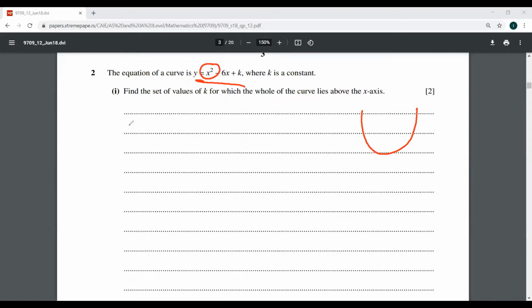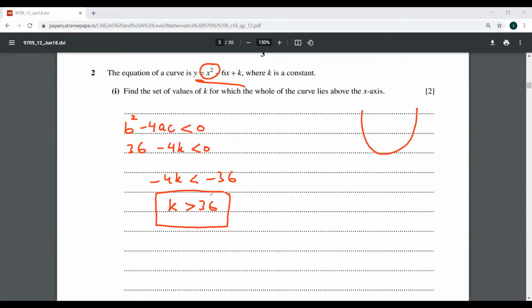So for that purpose, you will have to recall that you have to put b squared minus 4ac less than 0 here. So that is going to be 36 minus 4k is less than 0, so minus 4k is less than minus 36. Let's divide both the sides by minus 4, so this is going to be k is more than 36. Oh, sorry, this is 9.